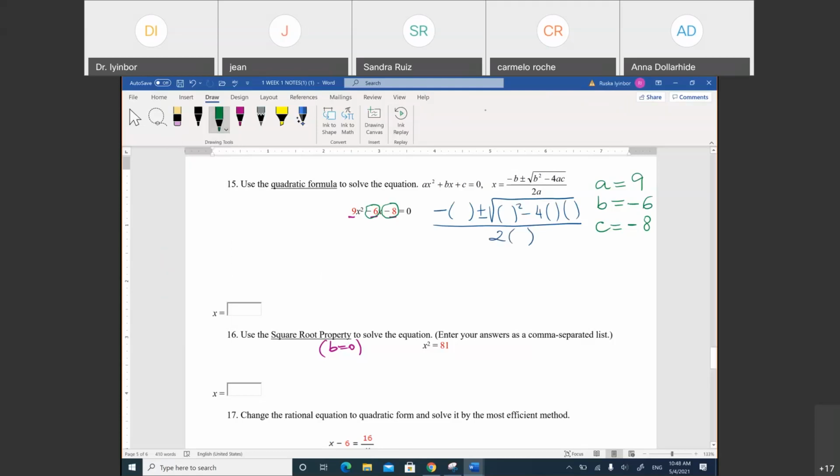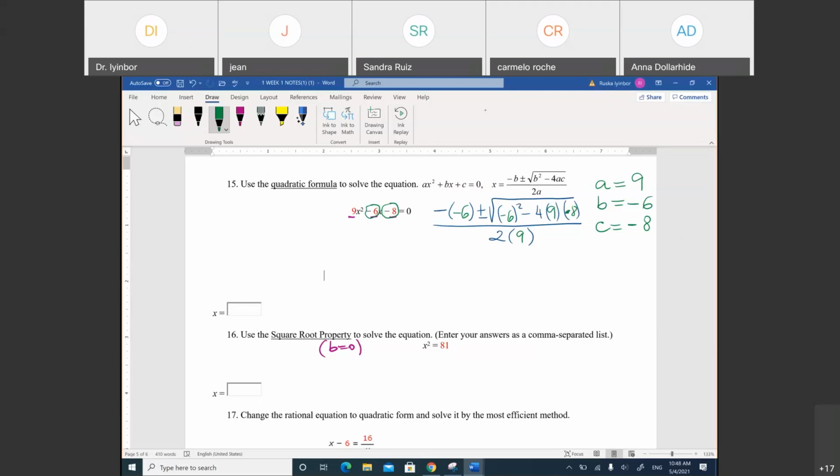So we have negative B. B is -6. And then B is again here. 4AC, so it's going to be 9 and -8. And then 2 times A. So plug it in. And then you're going to simplify. This is how you simplify.